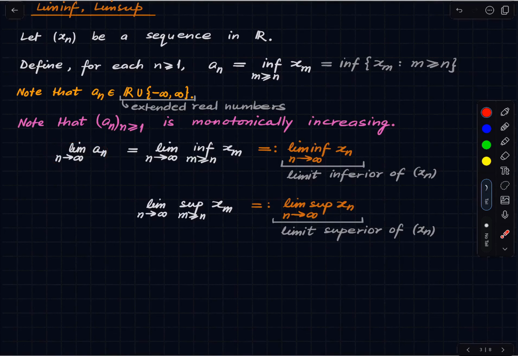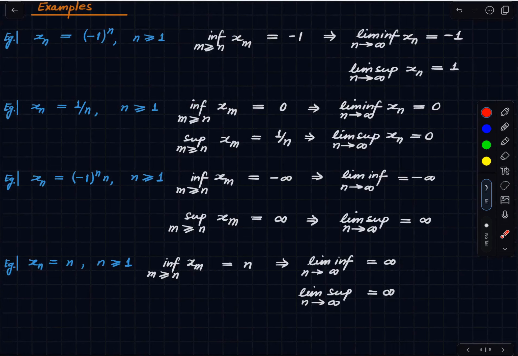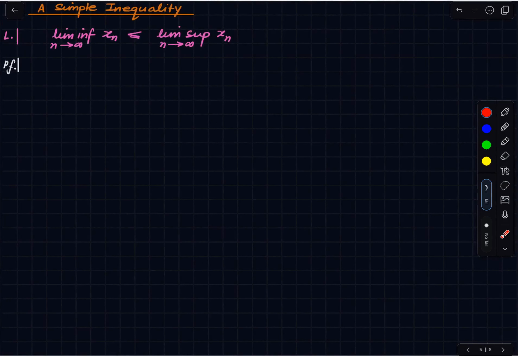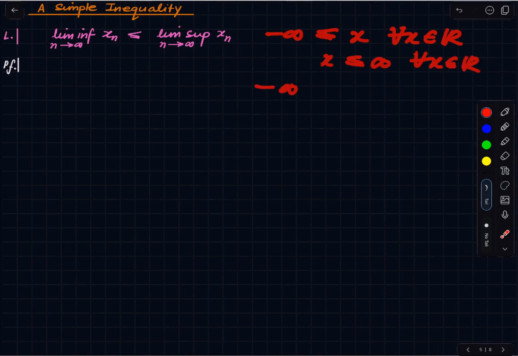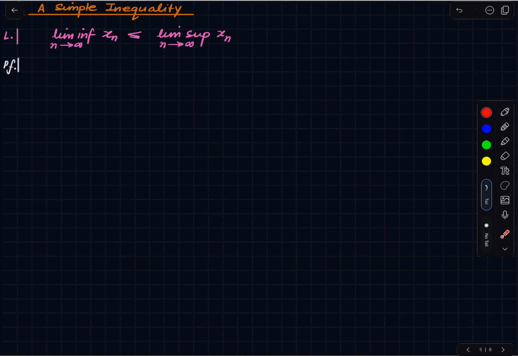Okay. Fine. So here is a very simple fact: the liminf of any real sequence will always be less than or equal to the limsup of the sequence. Again, under the conventions that minus infinity is less than or equal to x for all real x, and x is less than or equal to infinity for all real x, and minus infinity is less than infinity, and minus infinity is less than or equal to minus infinity, infinity is less than or equal to infinity, etc. So under those natural conventions, we are stating this.